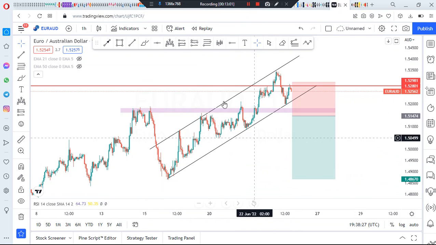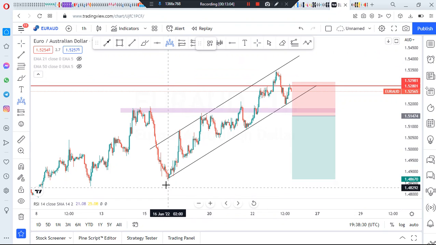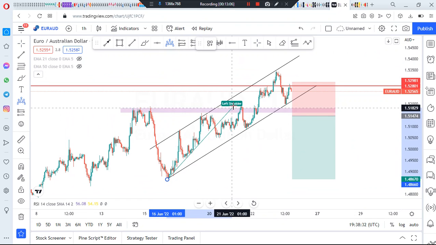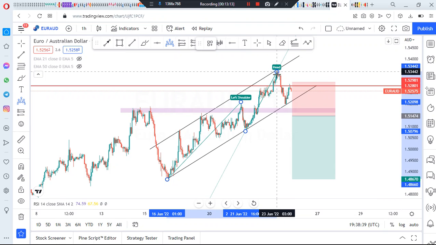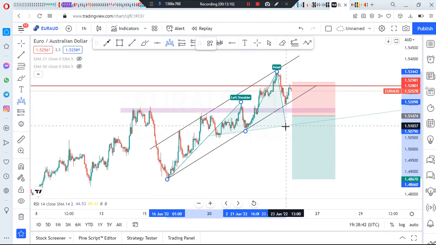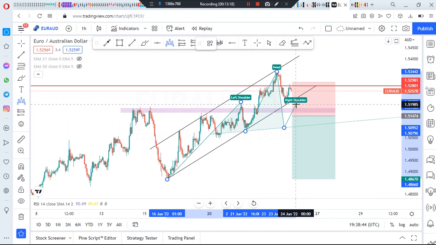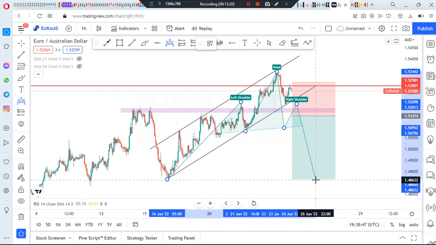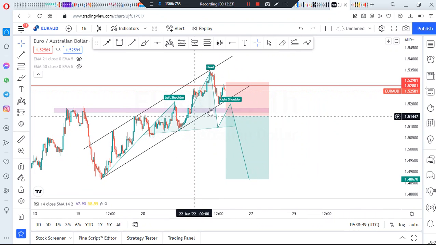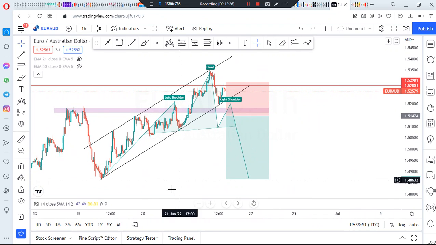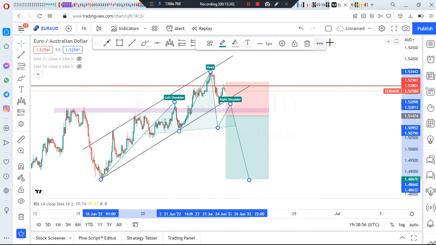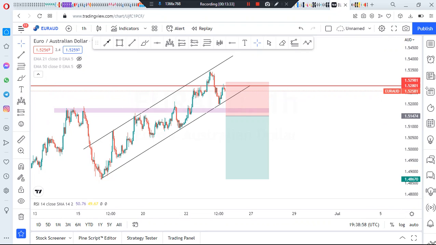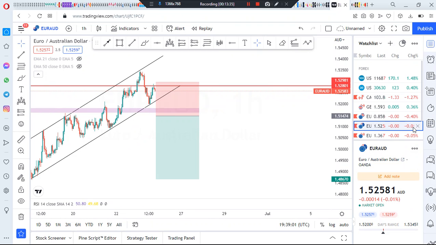Okay, so if we look closely, you can see that from here, you can say this was our left shoulder. This can act as our left shoulder, touched here. This is our head, and we're waiting for price to come maybe around this area I checked and give us the right shoulder before we look for a selling position to the downside. So this is the structure that might be formed by the price. Okay, so this is what I have on this pair. Let's move to the next pair.